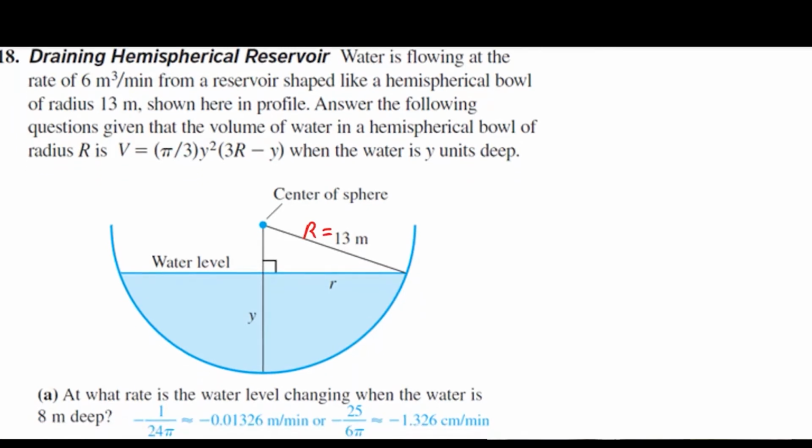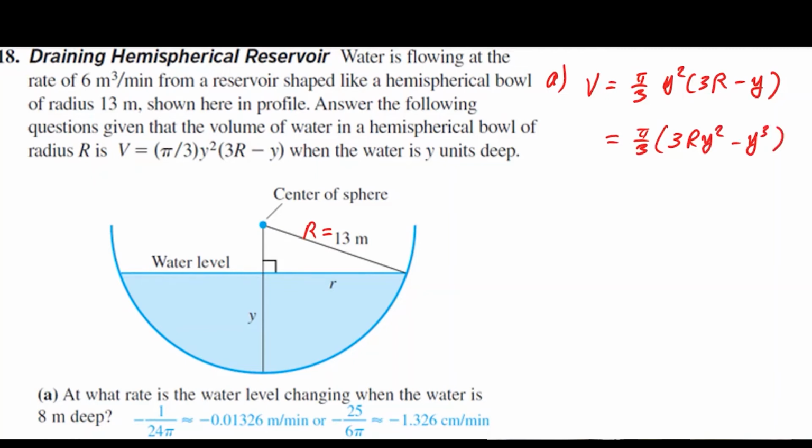So this is part A. We just use this volume is equal to pi over 3, and then we have y squared and 3R minus y, and R is 13. Okay, now, since I hate product rule, I'm going to distribute y squared. So we have 3R y squared minus y cubed. So far with me?